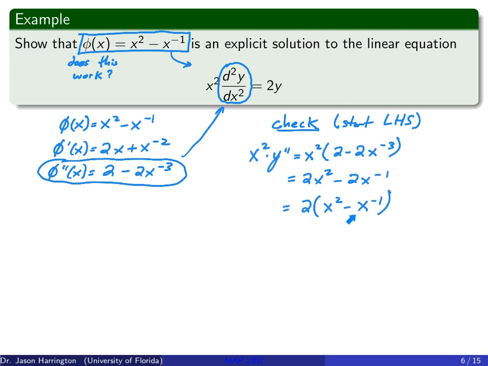And if I look at this, that's actually my original phi function, which actually turns into y, so that's going to be equal to 2 times y. So this x squared times y double prime does in fact equal 2 times y. So it is a solution. Now if it doesn't, then you would say it's not an explicit solution.